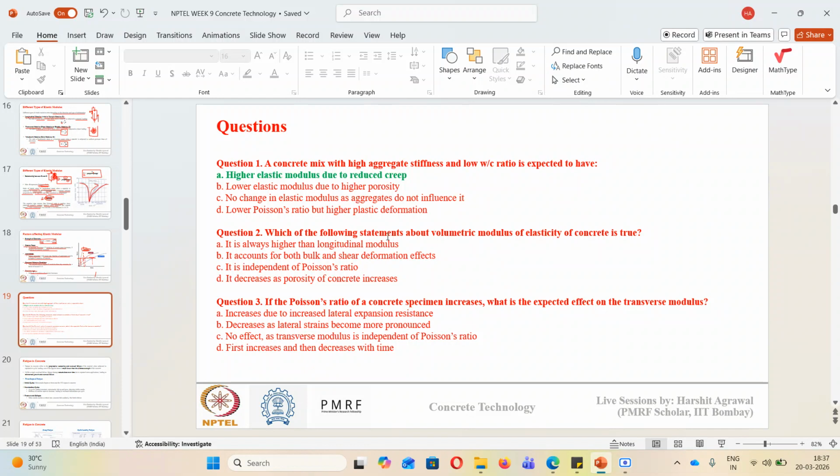Second, which of the following statements about volumetric modulus of elasticity of concrete is true? There are four statements. You need to tell me which one is true for volumetric modulus of elasticity of concrete. The last category that we saw, ratio of hydrostatic pressure to volumetric strain, is known as volumetric elastic modulus.